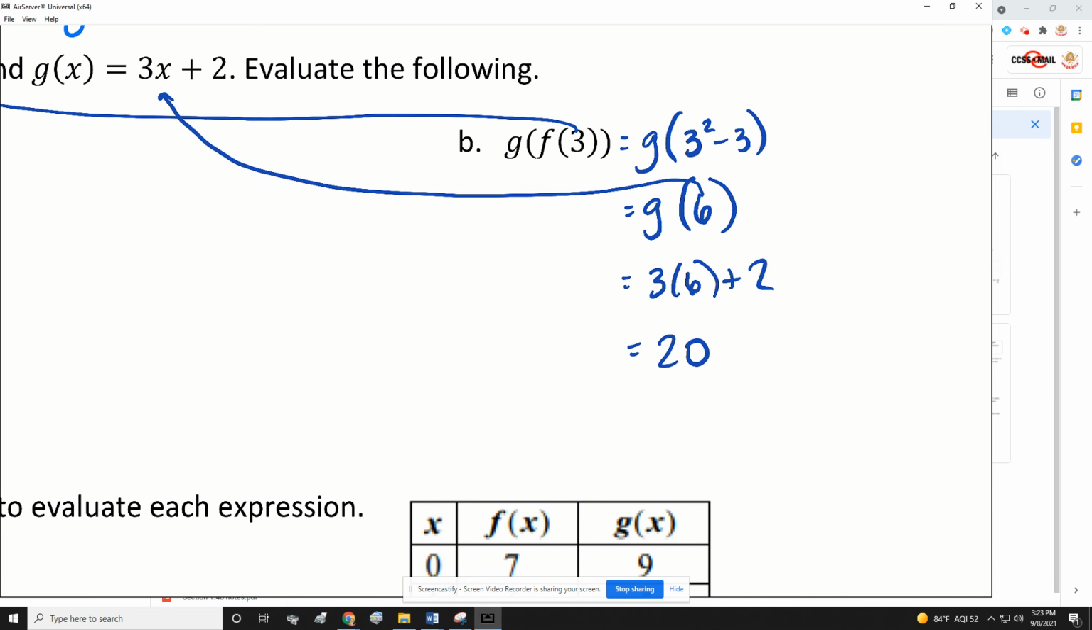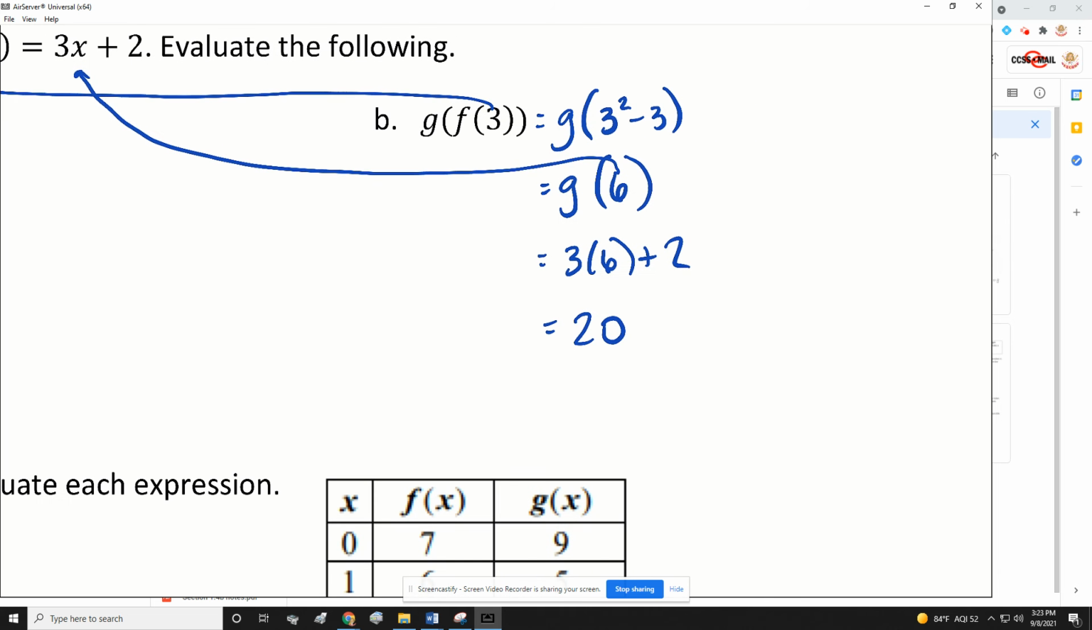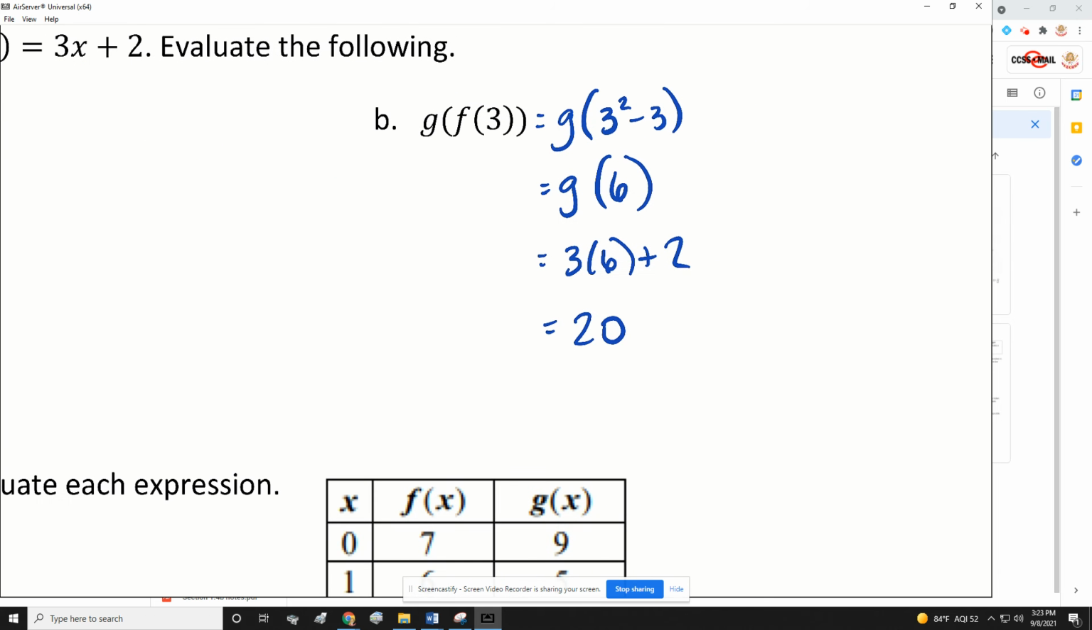Now, that was a complete coincidence that both of those ended up being 20. That was not planned in any way. It just happened. It's fine. It could have been any number. But that's compositions.